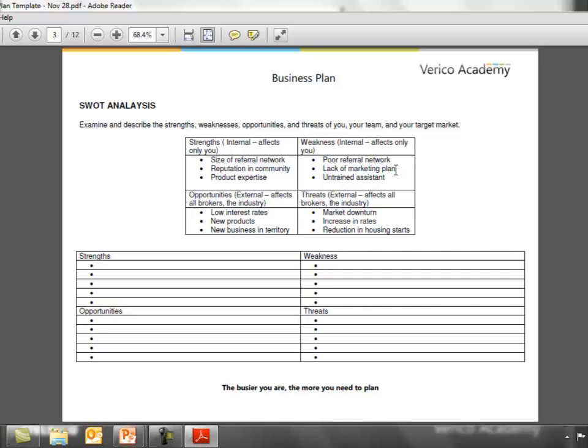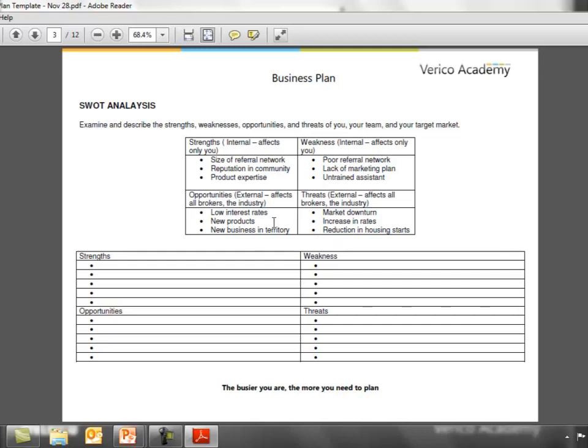So maybe you need to implement a marketing plan and look at that more strategically, or you might have an untrained assistant. Sometimes it's a good idea for you to do this with a partner so that you can really get into it, as they might recognize some things about you that you might not recognize. The opportunities and threats, again, are external.